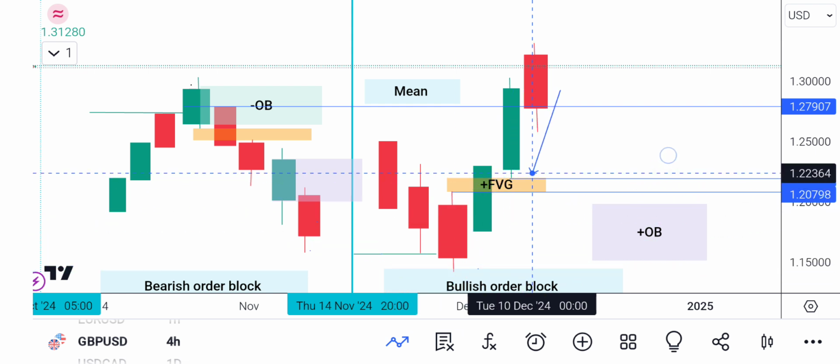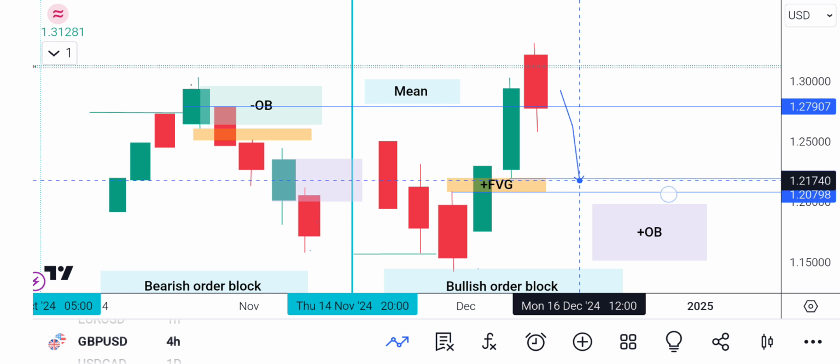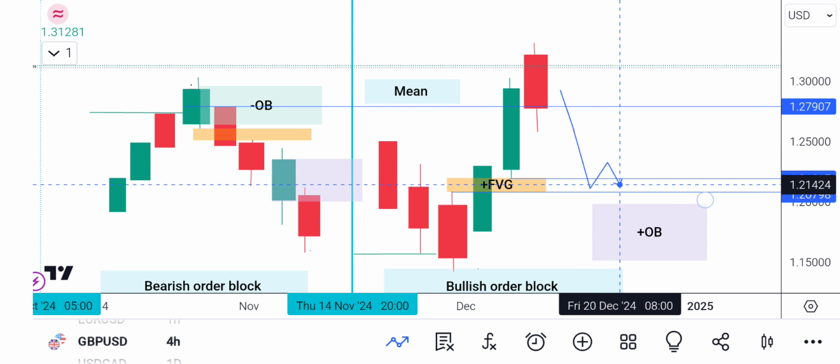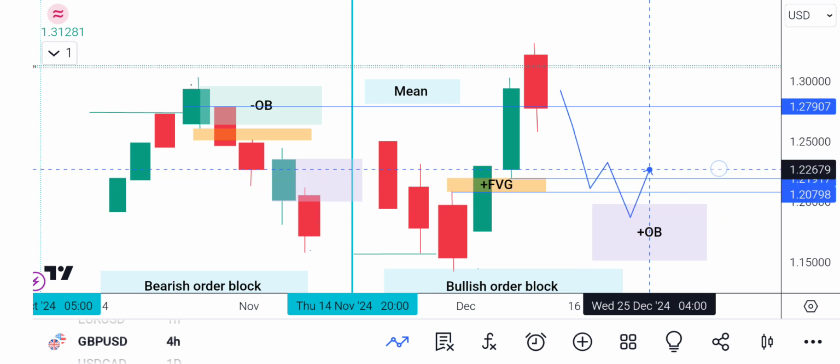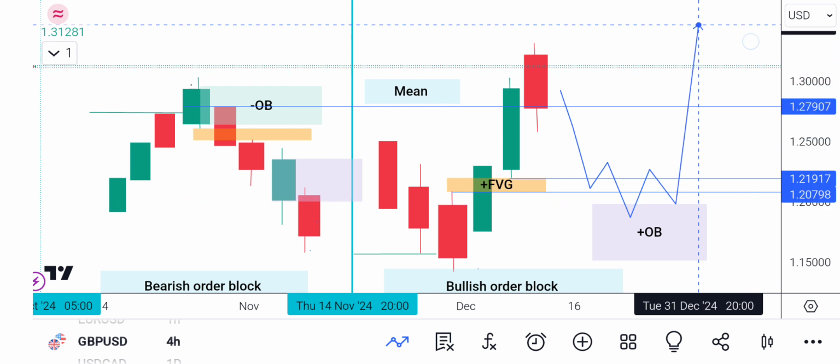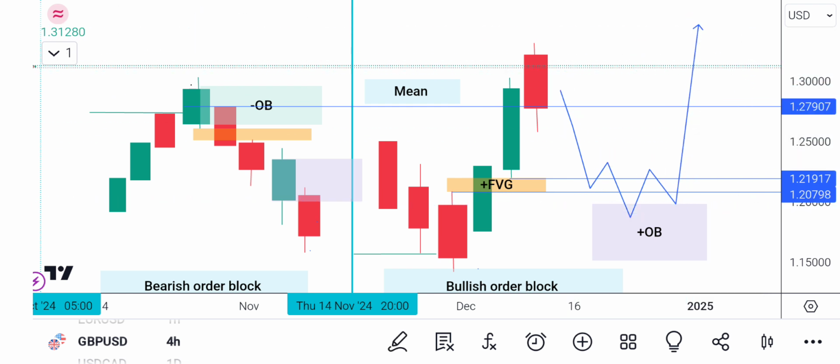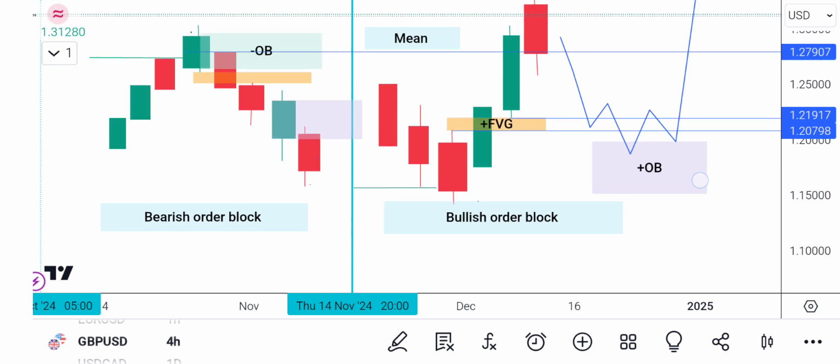So when you spot a bullish order block with a fair value gap, anytime price returns to those areas, they will become very sensitive and you can take your trade from there, okay? You can take your trade from here and you anticipate that price is going to continue to move higher. I hope you get the point.